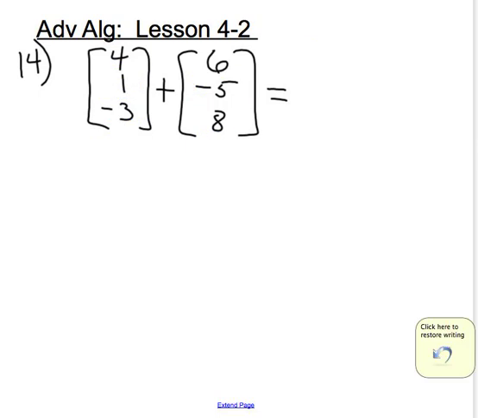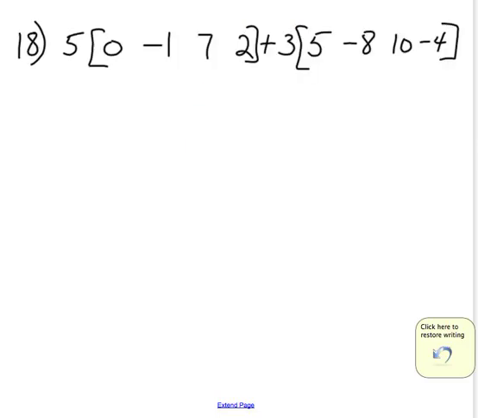The next problem is problem number 18. For problem number 18, you have scalar multiplication in addition to addition. And what that means is you have this 5 on the outside of a matrix, and you have the 3. Each element in the matrix has to get multiplied by the 5 in the first and the 3 in the second.